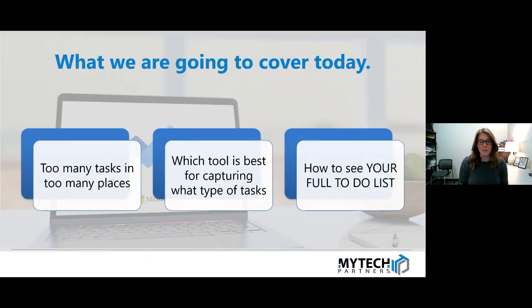So we'll be going through a couple different tools, and what we found is a best practice for which one might be best for capturing what type of task. That's another thing that's been a learning curve over the last year: whether it's a group task or project, or whether it's one-on-one or individual, there might be a different tool that handles that better. So we'll go through that. And then lastly, the big help is how to see your full to-do list. So having tasks spread out and then bringing them all together so that you can prioritize and go through that list.